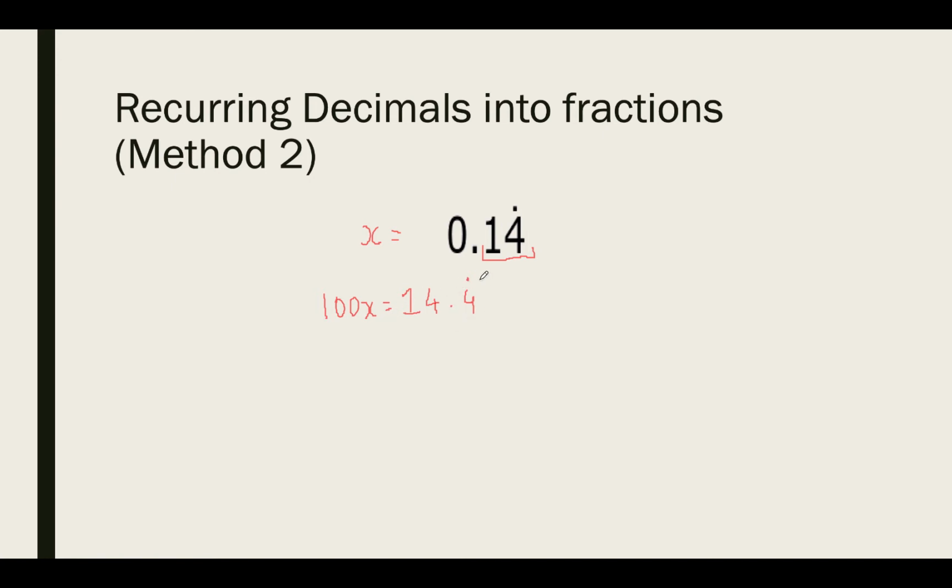But we still want to remove this decimal point here, the bit that's past the decimal, because it's recurring. So the way we do this is we get 10x, which equals 1.4 recurring, and then we subtract 10x from 100x. So 100x is 14.4 and 10x is 1.4 recurring. And so if we do the subtraction, we get 0 and we get 3, 1. So now we've got 90x is equal to 13, and if we rearrange to make x the subject, we get x equals 13 over 90.